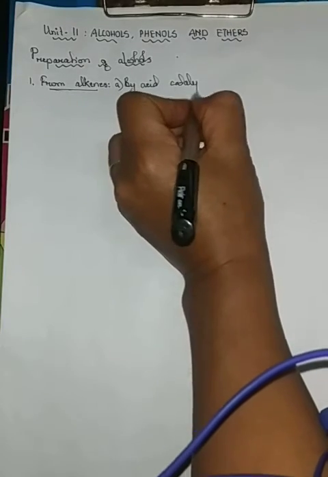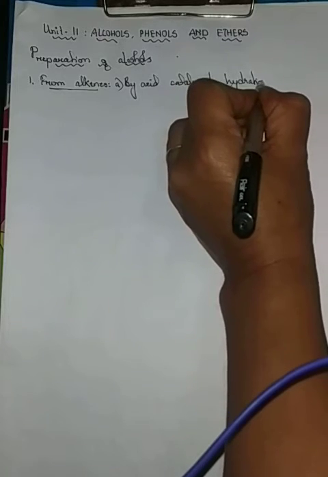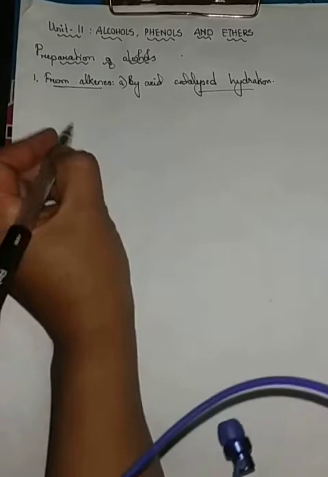The first one is by acid catalyzed hydration reaction. Now in this reaction, alkenes react with water in the presence of acid as catalyst to form alcohols. However, in the case of unsymmetrical alkenes, the addition reaction will take place in accordance with Markovnikov's rule. So let's see how the preparation of alcohols from alkenes takes place.